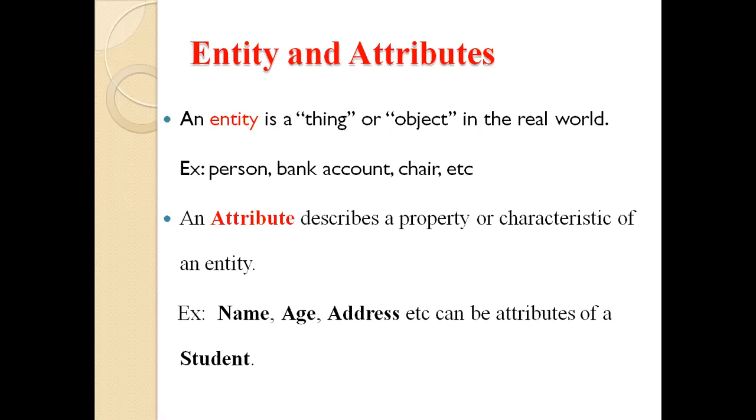And each and every entity has its own properties or characteristics. If you take a person, a person has its own characteristics. That is, he has his own name, age, address, isn't it? So what are all these things? Characteristics of a person. These characteristics are called attributes, right?